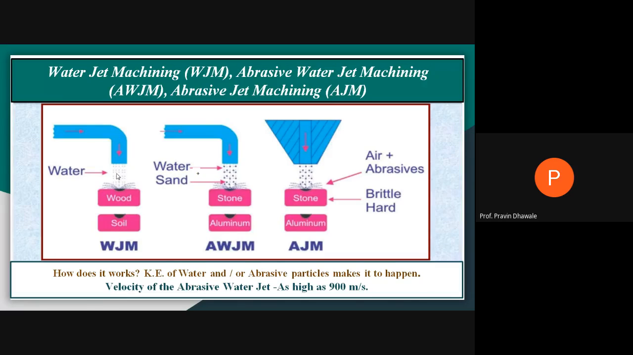So this slide deals with mechanical energy based processes, where material is removed by the process of erosion. Write the name of each process, draw the block diagram, and write a short note about these mechanical energy based processes: water jet machining, abrasive water jet machining, and abrasive jet machining. Take 5 minutes to complete this task.